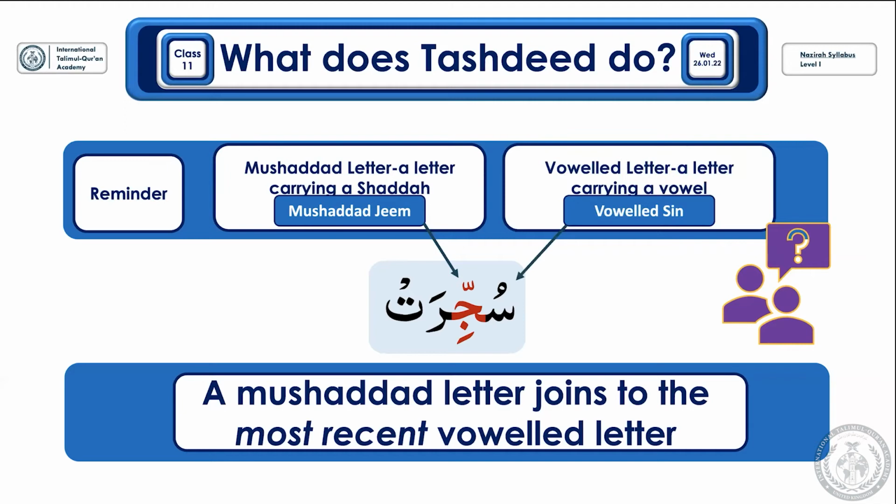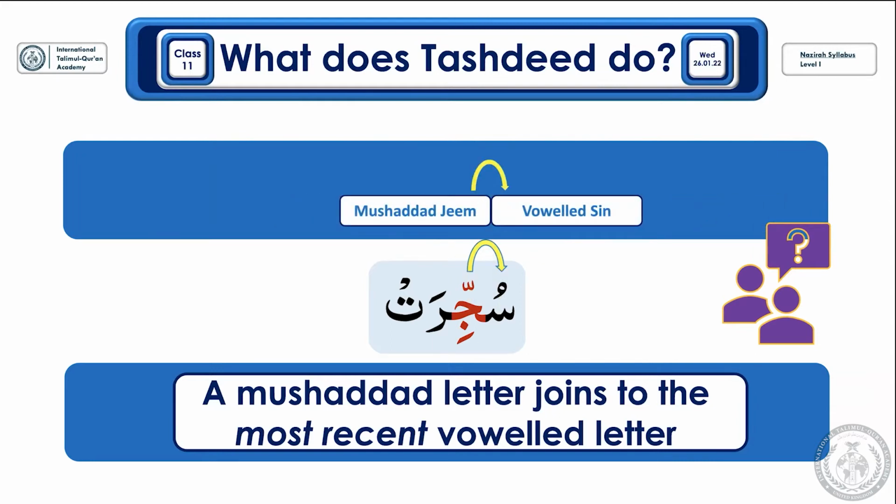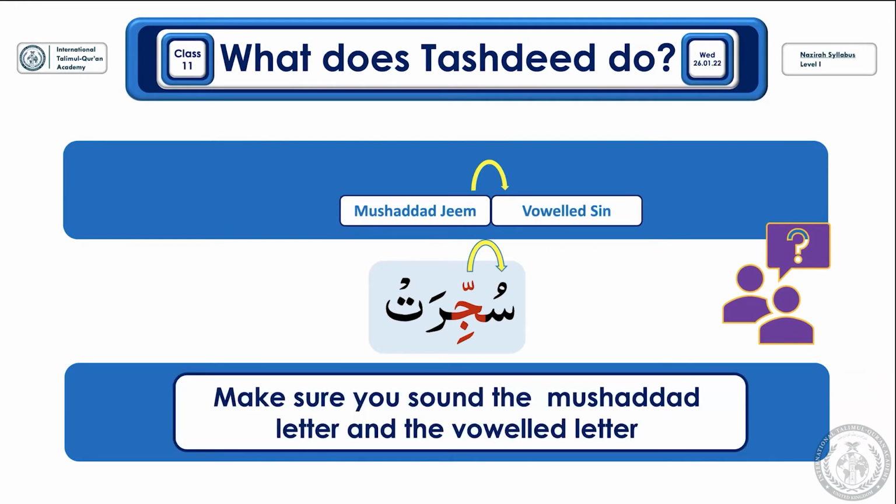So let's find out what a vowelled letter is. A vowelled letter is a letter that carries a vowel, a stroke. So here we have a vowelled seen. And as the rule at the bottom says, a mushaddad letter joins to the most recent vowelled letter. The mushaddad jeem is going to join to the vowelled seen. As simple as that. You find the mushaddad letter and you find the vowelled letter that's nearest to it and you join them. The important thing is that you've got to make sure that you sound the mushaddad letter and the vowelled letter. You mustn't skip through those letters, okay?